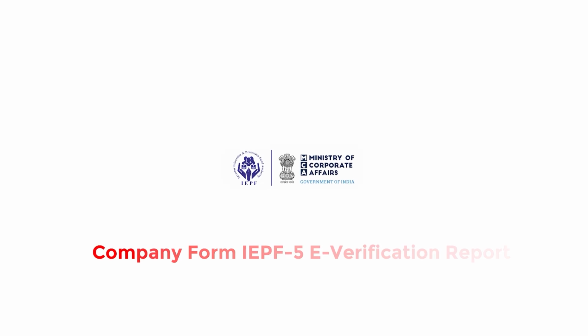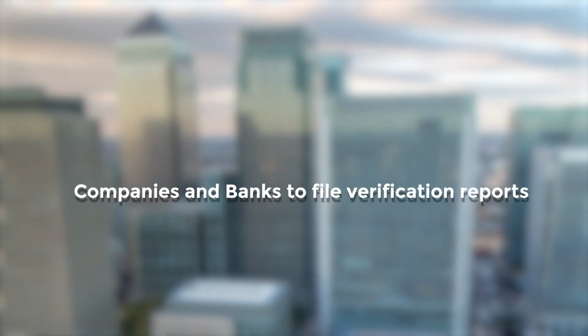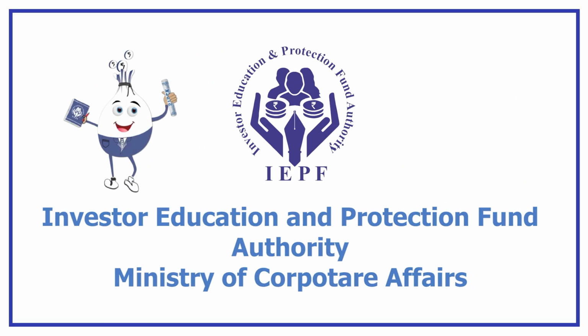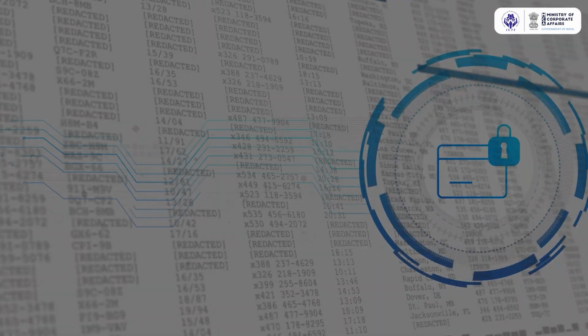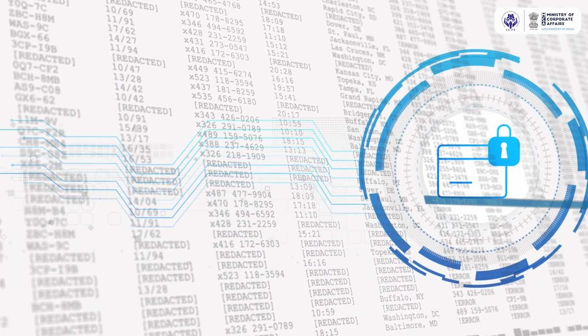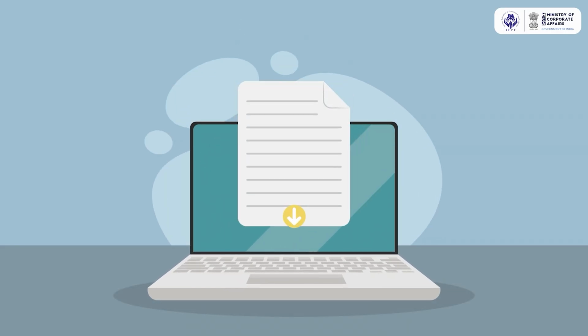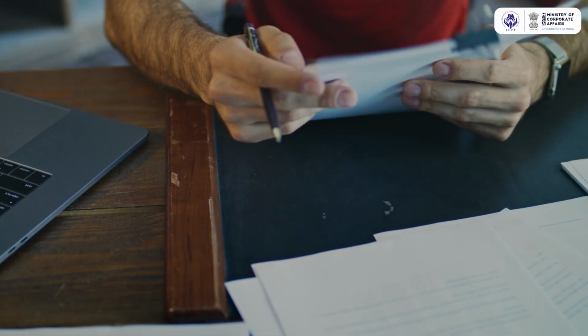Welcome to the training on Company Form IEPF-5 E-Verification Report, an important process for companies and banks to file verification reports with the Investor Education and Protection Fund Authority, or IEPFA. The E-Verification Report, filed under Rule 7.3 of the IEPF Authority Rules 2016, simplifies how companies and banks verify claimant details. Within 30 days of receiving a claim, companies must submit an online verification report through the MCA Portal, attaching all certified documents received from the claimant.